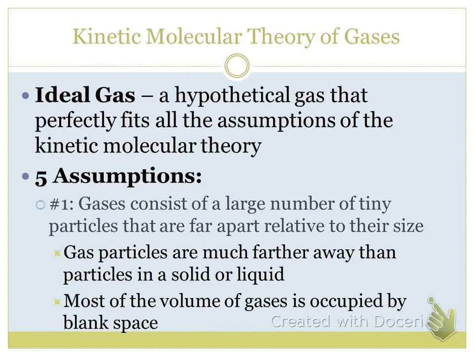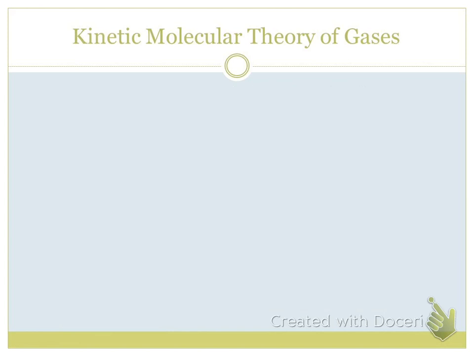Okay, gases, and most of the volume of gases is made up of just blank space. If we have gas particles that are far apart from each other, what has to be between them? Yeah, nothing. There can't be anything in between them. If this is an air particle and this is an air particle, it's not air that fills it, it's blank space. It's nothing. So we have to think about that. But that's what we're talking about for the first assumption: a large number of particles that are small and far apart.